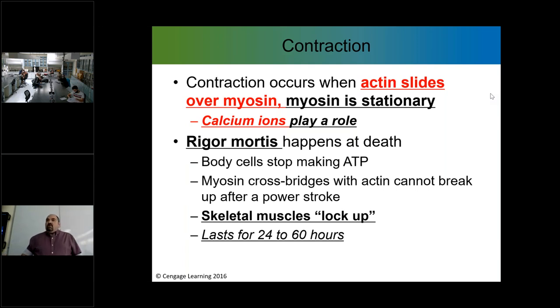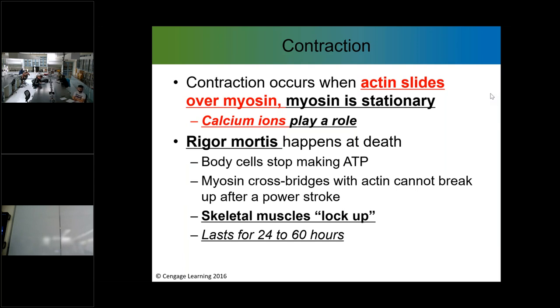So, with contraction, we said that contraction actually allows for the muscles to do a job, have some type of action, and then relaxation is important. So contraction and relaxation, right? Well, what happens when a person who is dead? What happens to their musculature? There's a contraction that takes place. There's not a relaxation. We call this rigor mortis, right?